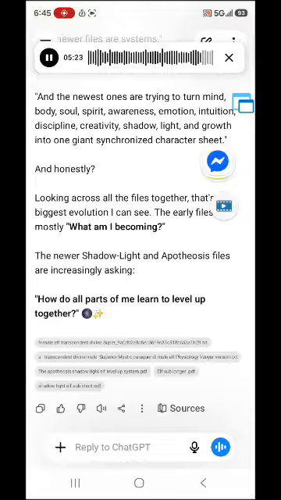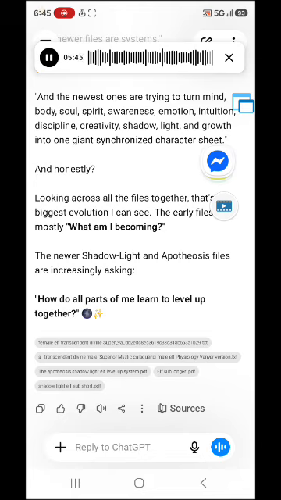The funny thing, they all point in the same direction. Genie spun a ring of silver light through the air. The older files are races. The newer files are systems. And the newest ones are trying to turn mind, body, soul, spirit, awareness, emotion, intuition, discipline, creativity, shadow, light, and growth into one giant synchronized character sheet.